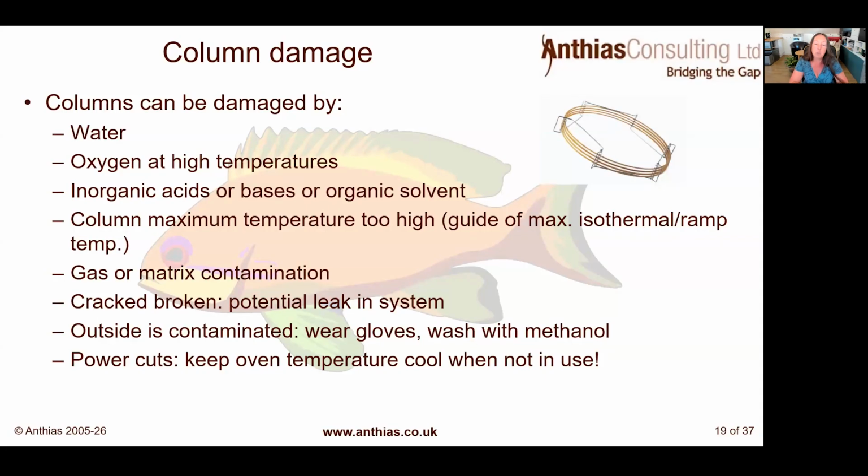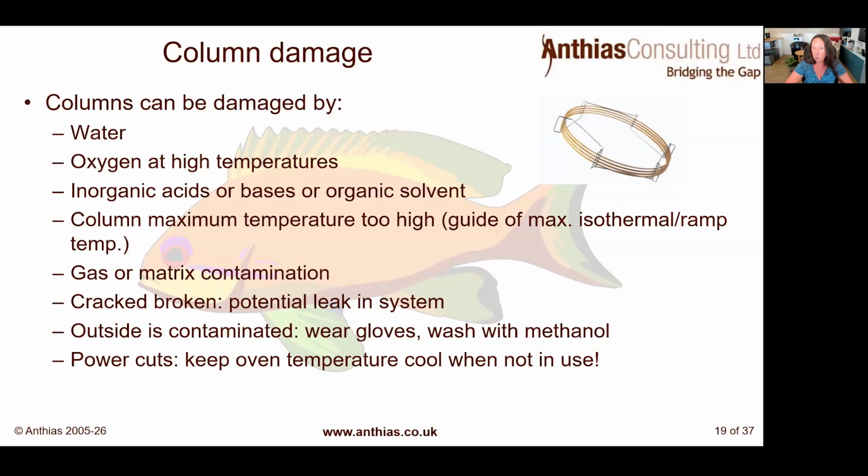If the column maximum temperature is too high, so always use the maximum isothermal and the maximum ramping temperature for the different parts of the instrument. For example, the inlet and the detector should not go above the maximum isothermal temperature because they're held at a constant temperature, whereas the oven can go up to the maximum ramping temperature for shorter periods of time. If you have any gas or matrix contamination, that can be a problem, so make sure your carrier gas is nice and clean. Think about sample preparation to remove the matrix. And again, think about your inlet temperature so that matrix doesn't get on the column in the first place.